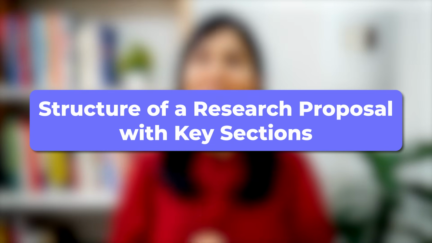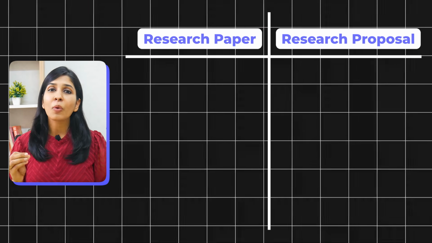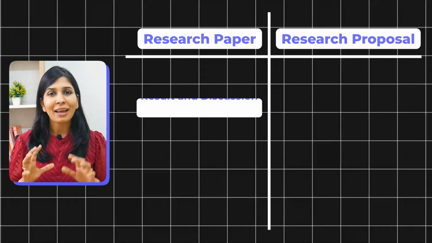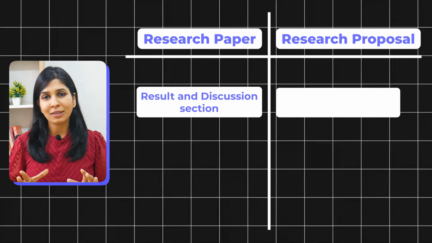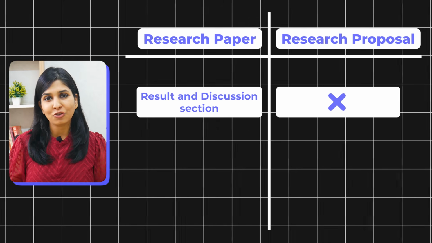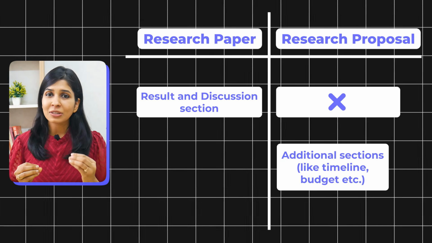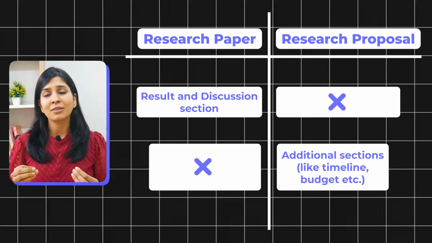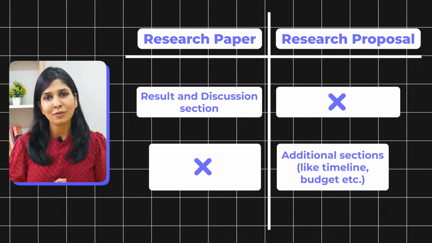Now let's talk about the structure of a research proposal and the key sections you're expected to include. So the structuring of a research proposal is quite similar to that of a research paper, except that you don't have a results section. This is because it's in the proposal stage and you haven't conducted the research yet. You also have some additional sections such as budget, timeline, etc., which you usually don't find in a research paper.